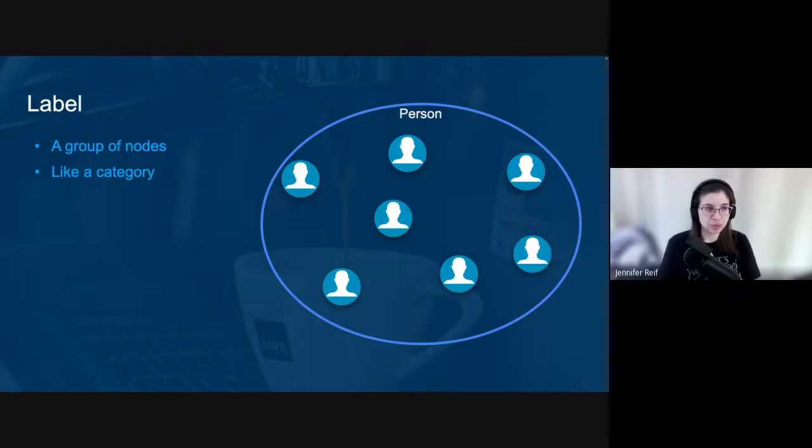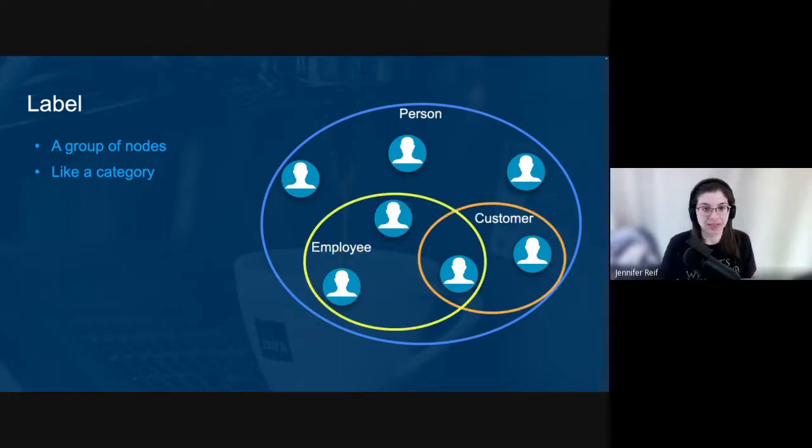Okay, so a little bit more detail on labels. It's a group of nodes, kind of like a category. And you can also add multiple labels that then kind of subgroup and break the larger group into smaller groups. So for instance, I can label all of these nodes as person. I could also add additional labels to say, okay, these few people are also employees. These couple of people are also customers.